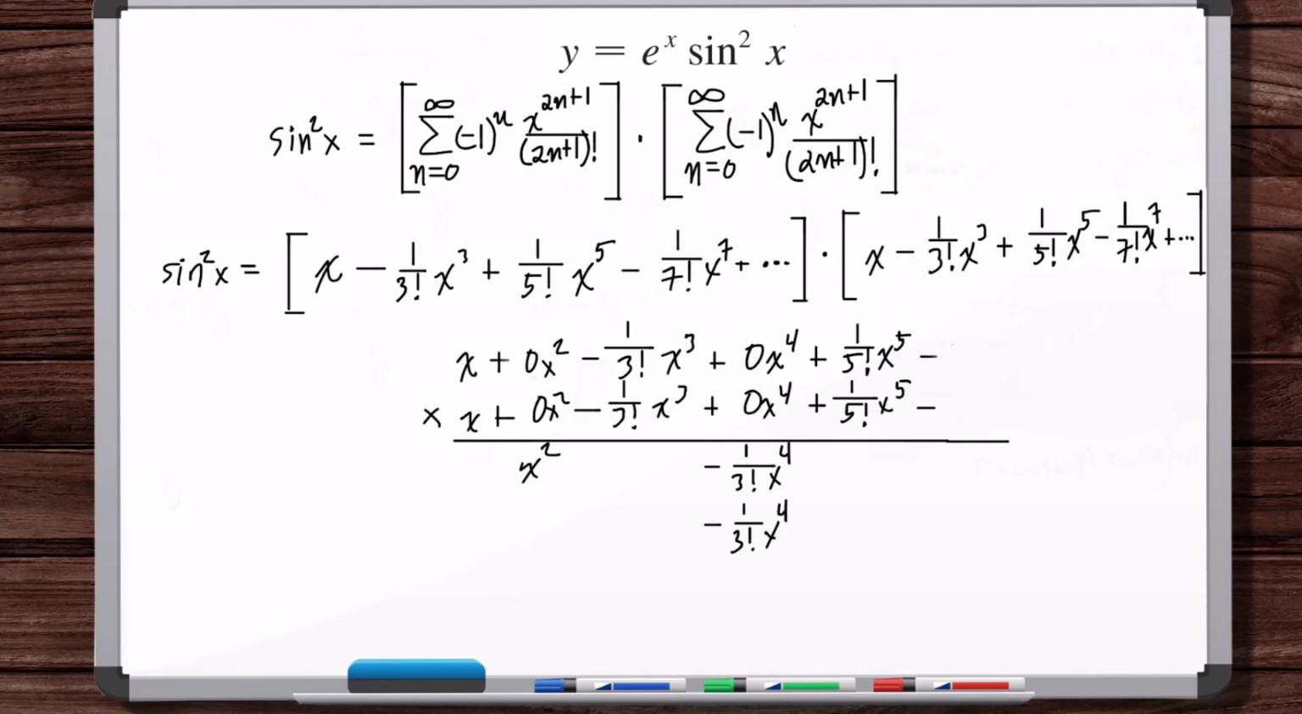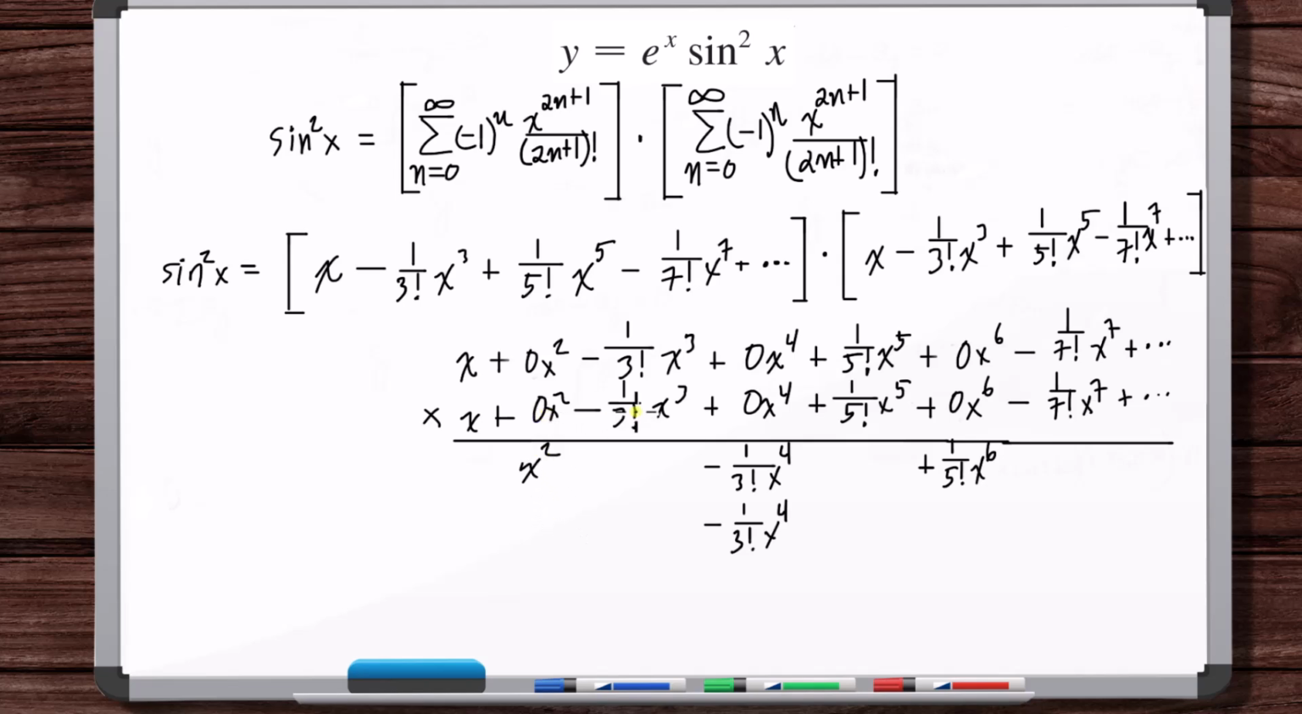So, okay, plus, okay, minus, okay, so the x times 1 over 5 factorial x to the fifth is going to be positive 1 over 5 factorial x to the sixth. And we're not going to go past, we're not going to go to x to the seventh, so we might not have even needed this.